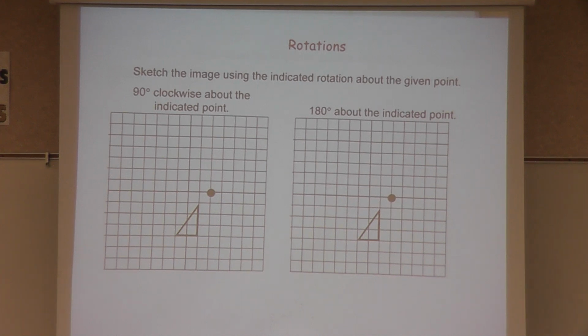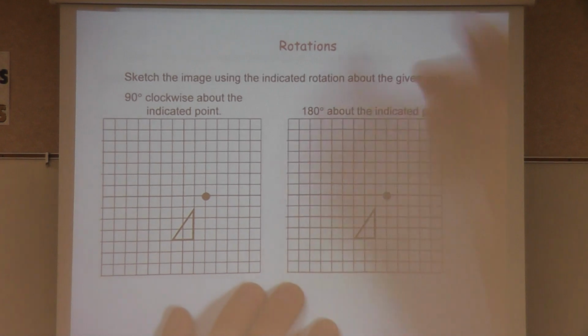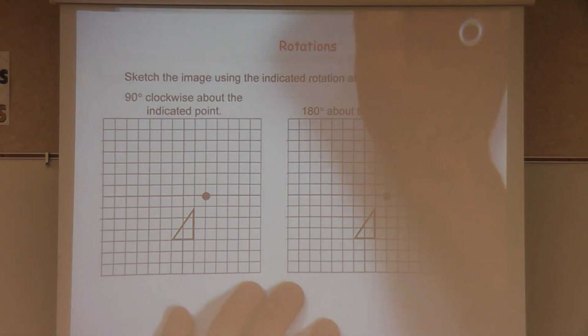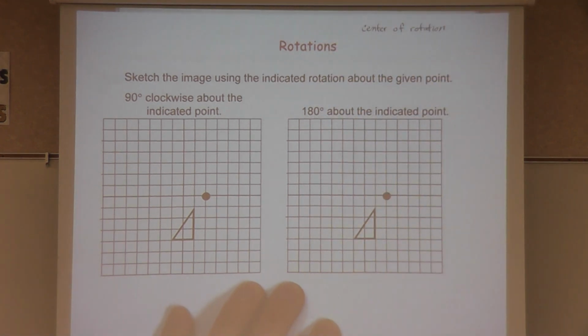This video covers rotations, one of the three rigid transformations. Another simpler word for rotation is to turn. For rotations, you really need to know three things. You need to know the center of rotation. That is a coordinate about which you're turning.